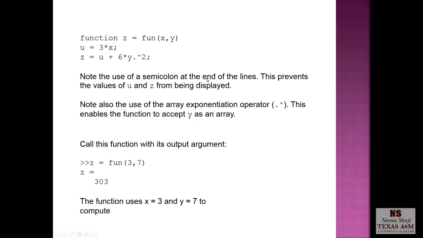Note the use of a semicolon at the end of the lines. This prevents the values of u and z from being displayed. Note also the use of the array exponentiation operator. This enables the function to accept y as an array. Now let's call this function: z equals fun of 3, 7. When you type this in the command window, you get the value z equals 303. So the function uses x equals 3 and y equals 7 to compute z.